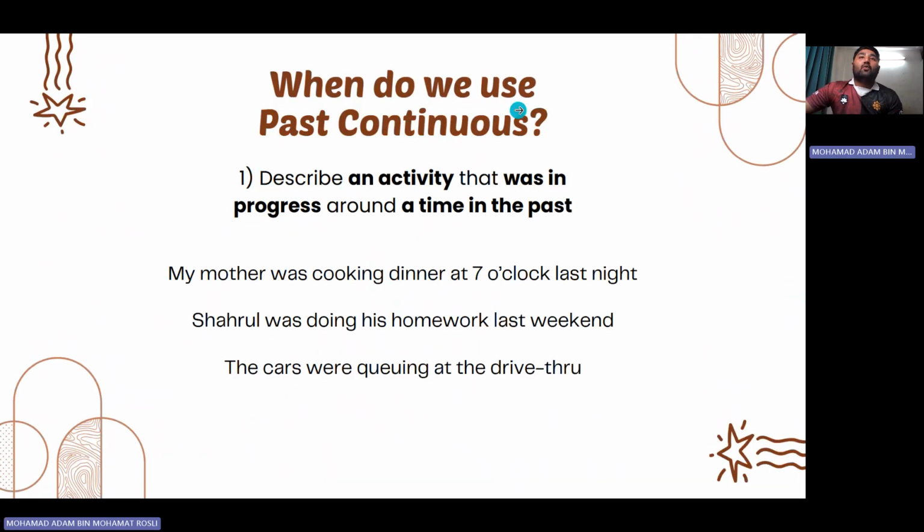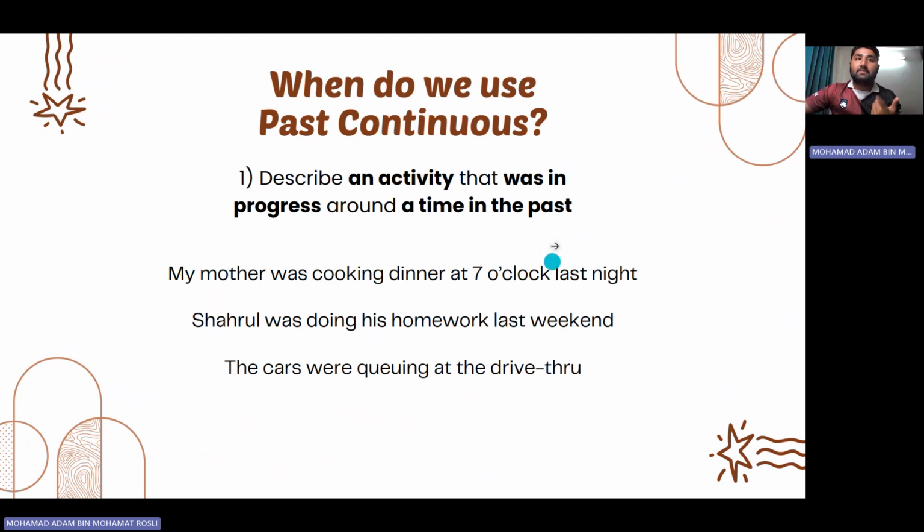Okay, so when do we use past continuous tense? We are going to take a look at two functions of past continuous tense. The first one is we use past continuous tense when we are describing an activity that was in progress around a time in the past. So as you can see, we are describing an activity or action that was in progress, but it is around a time in the past.